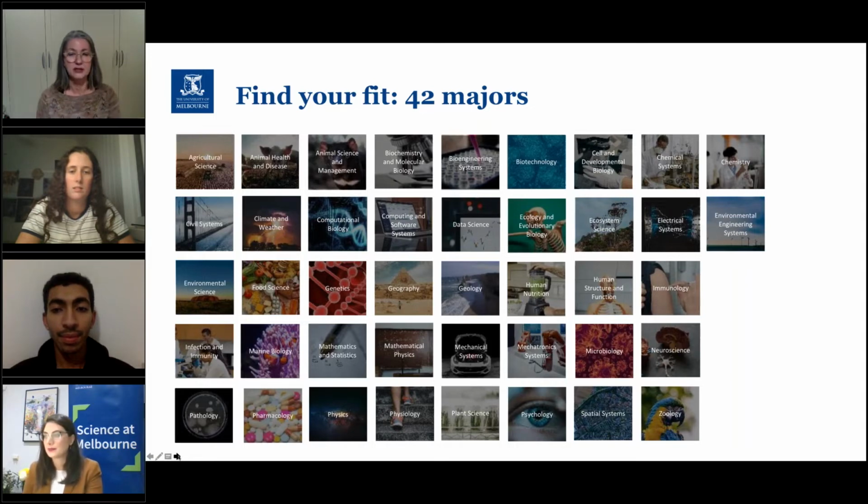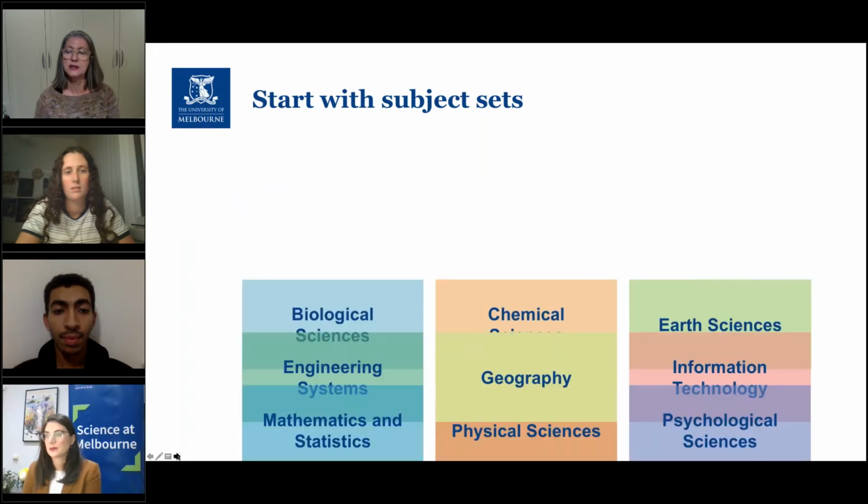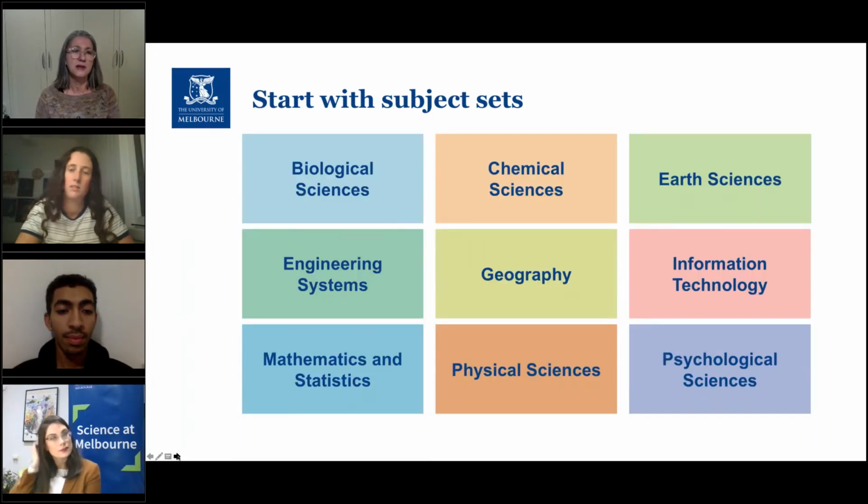And all of these majors that you can see before you are built on 9 subject sets that start at first year. So the 9 subject sets are these ones, and how you position those subject sets together in your first year will keep different majors open. So we'll help you to choose the subject sets that are appropriate to the pathway that you're interested in. And the more subject sets you choose, the more pathways that you can find through the Bachelor of Science.